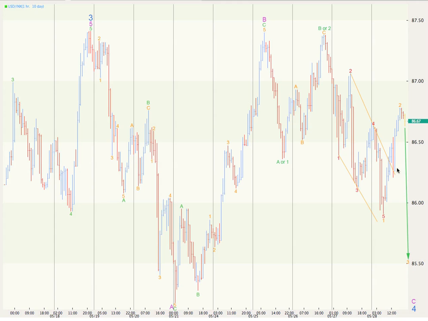We've had an A, B, C for 2, which may very well have ended here, or we could have some further exaggerated 3-wave movement, which cannot move above the start of wave 1 here. So our upside invalidation point is 87.38. Thereafter, a trend change for the dollar.